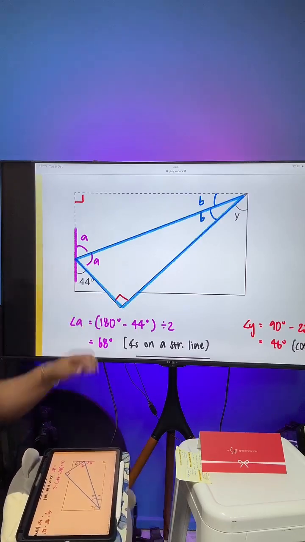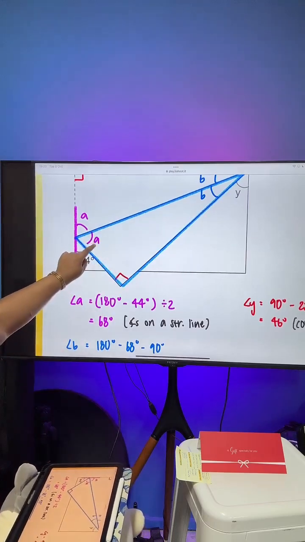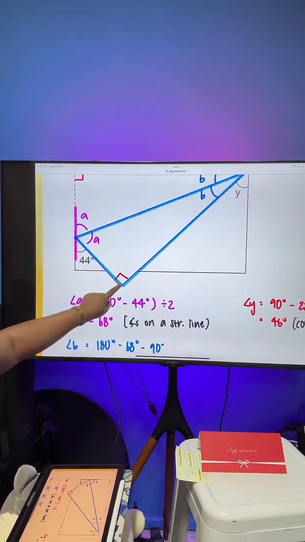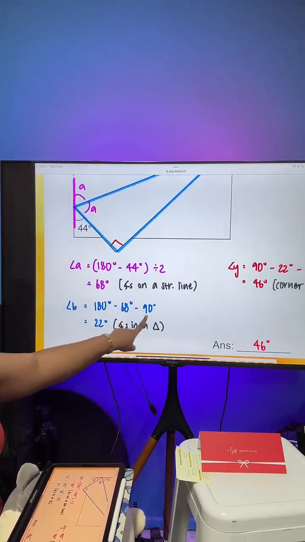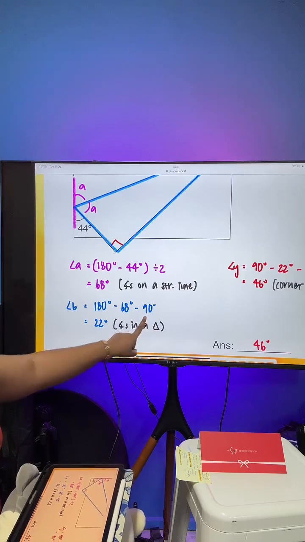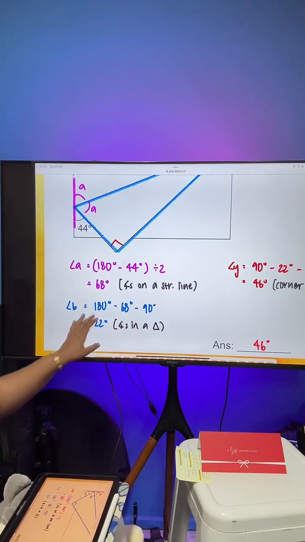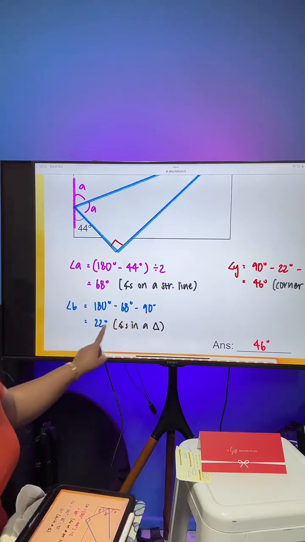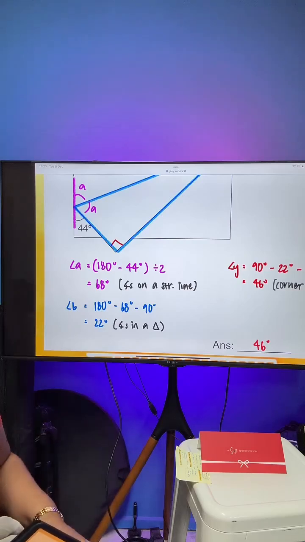And then for B, it is angles in a triangle. I know A is 68. I know the corner is 90. To give me B, I just take 180 minus 68 minus 90. That should give you 22 degrees, okay? 180 minus 68 minus 90 to give you 22 degrees. This is angles in a triangle.